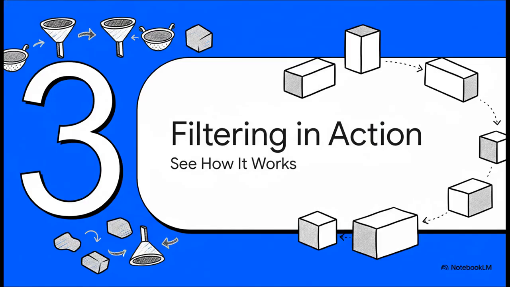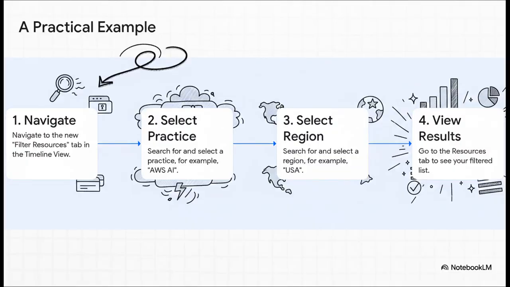All right, theory is great, but let's actually see this thing in action. How does it really work? Well, the process is incredibly straightforward. Okay, let's walk through a real-world example. First, you just pop over to the new Filter Resources tab. You pick, say, AWS AI from your practice list. Then you select USA for the region. And that's it. When you click back over to the Resources tab, your list is instantly narrowed down.